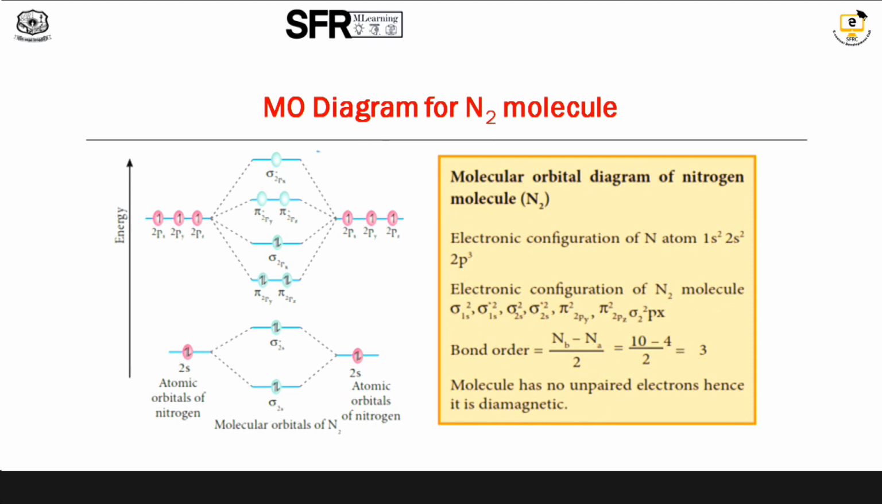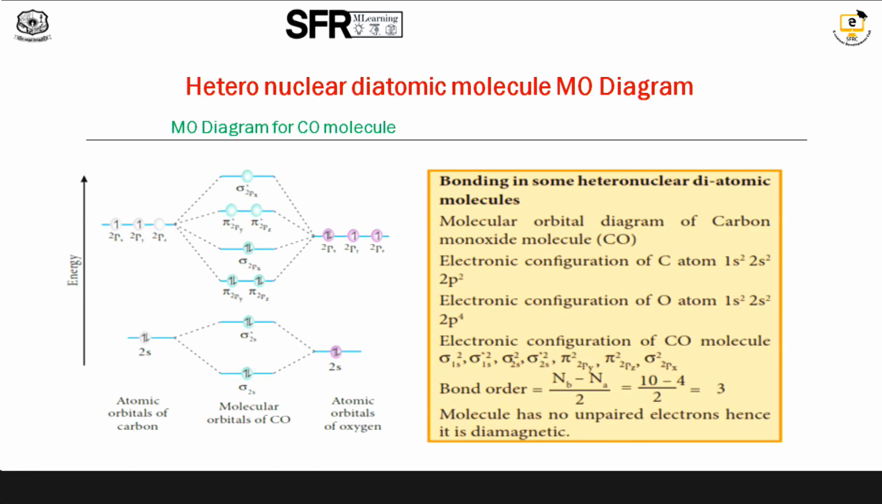From the bond order calculation, totally 6 electrons are present in the bonding molecular orbitals, so the bond order is 3. From that we conclude that there are 3 bonds between the 2 nitrogen atoms in the nitrogen molecule. This is the MO diagram.